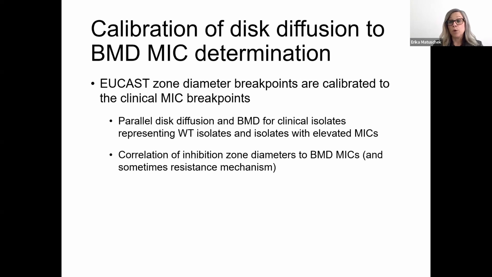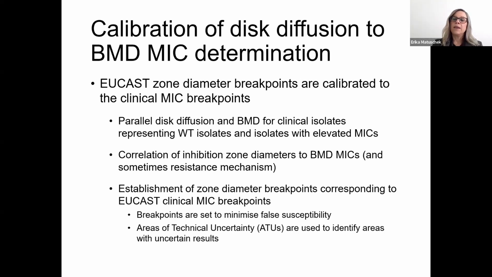And then we have to select both isolates representing wild type, those without phenotypic resistance, and also isolates with elevated MICs. And we look at, for each of these data points, the correlation between the inhibition zones and the broth microdilution MICs. In some cases, we would also look at a correlation to a specific resistance mechanism, but normally it is the clinical MIC breakpoints that are our reference. So based on this data set, we establish zone diameters corresponding to the clinical MIC breakpoints.